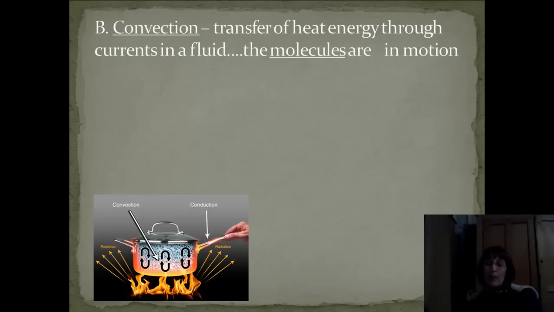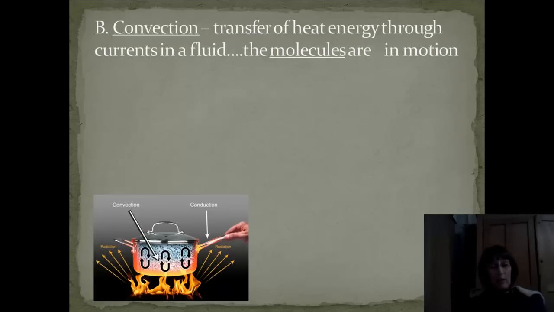Capital letter B, convection. Convection is the second type of heat transfer, and convection is heat transfer through currents. You've got to have the whole material able to move around. Well, it's kind of difficult. If you have a big chunk of a rock, it's kind of difficult for that rock to move its molecules from one side to another. It doesn't work that way. That's not the definition of a solid. It's going to maintain its shape.